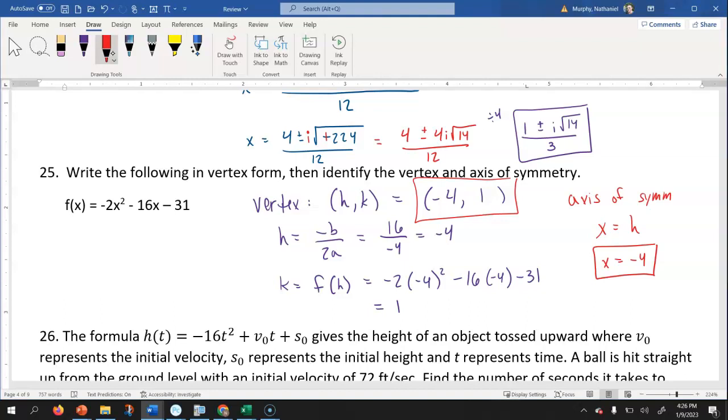So to get it in vertex form, to go back to that piece, remember it's y equals our a value times x minus h squared plus k. So we're just going to plug everything in. Our a value is -2, and it's going to be x minus h, so that would be x plus 4, because x minus -4 would be x plus 4. Don't forget your square, and then plus our k value, so plus 1. So that would be your vertex form.